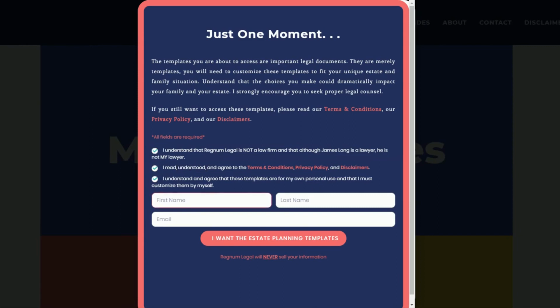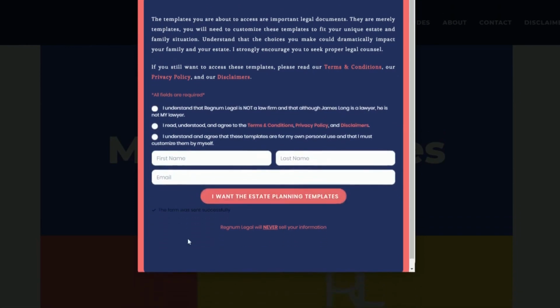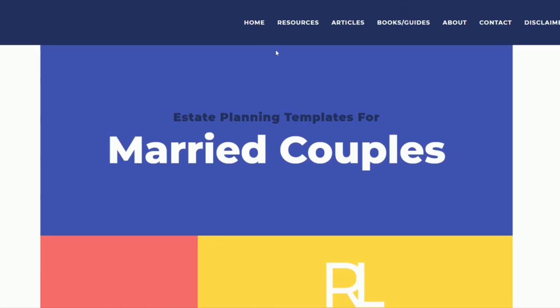Then you put your first name. Let's just use, we're going to do Jack Doe. Jack Doe is going to do this, and his email address is, sure. And then you want the estate planning templates. Done, and you have access.